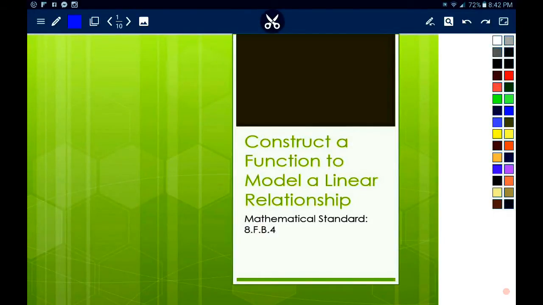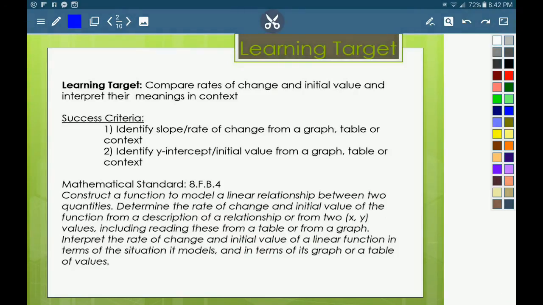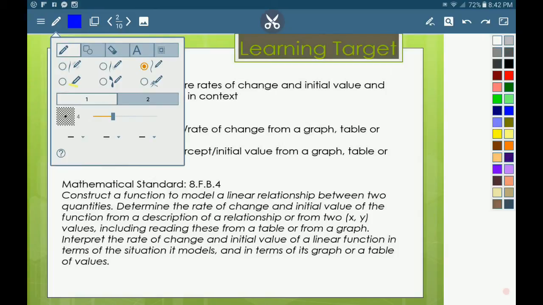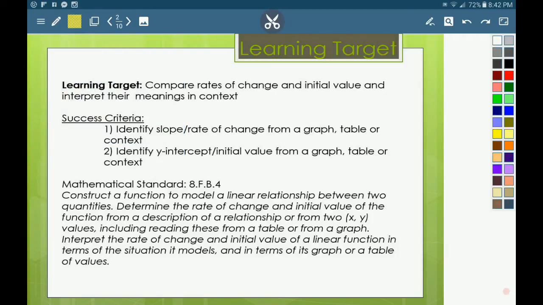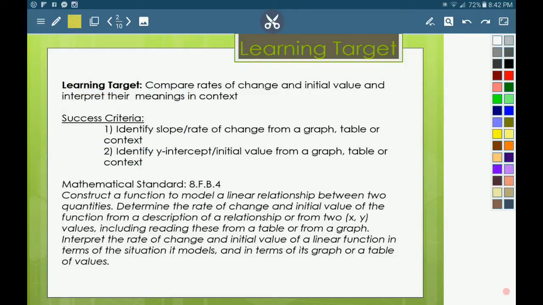Today we're going to be talking about constructing a function to model a linear relationship. Now we have had some experience doing this in the past, but this lesson today is going to target more word problems and being able to create a function that represents them. So we're still going about comparing rates of change and their initial values, so we're still on that same learning target, comparing. And we're also going to be interpreting their meanings and context. That's really what we're going to be focusing on today.